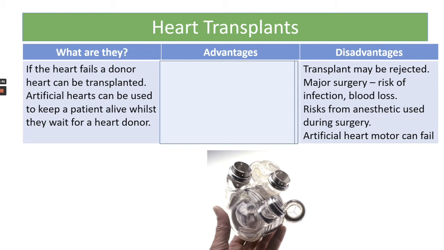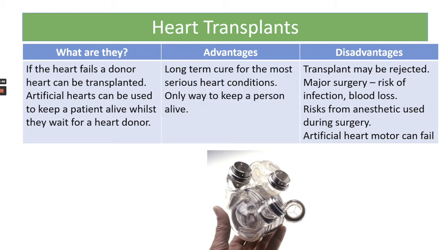Heart transplants, well, what are they? So if the heart fails, a donor heart can be transplanted. Artificial hearts can be used to keep a patient alive whilst they wait for a heart donor. The advantages are that it's a long-term cure for most serious heart conditions, and it's the only way to keep a person alive. If it's a biological heart donor, the transplant could be rejected.